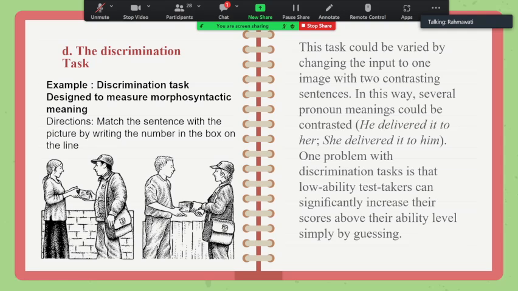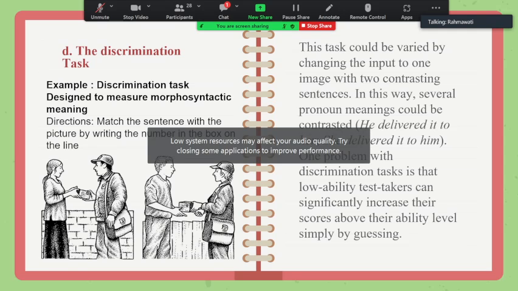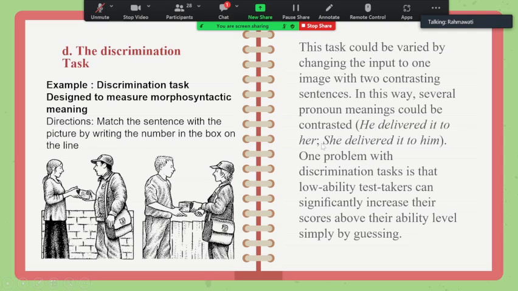The next part of the task types is the discrimination task. The discrimination task is designed to measure morphosyntactic meaning. This presents an expression in the language or noun input along with two response choices that are similar or contrast in some way. Response possibilities include true, false, true or false, right or wrong, same, different, agree or disagree, grammatical, ungrammatical, and so forth.